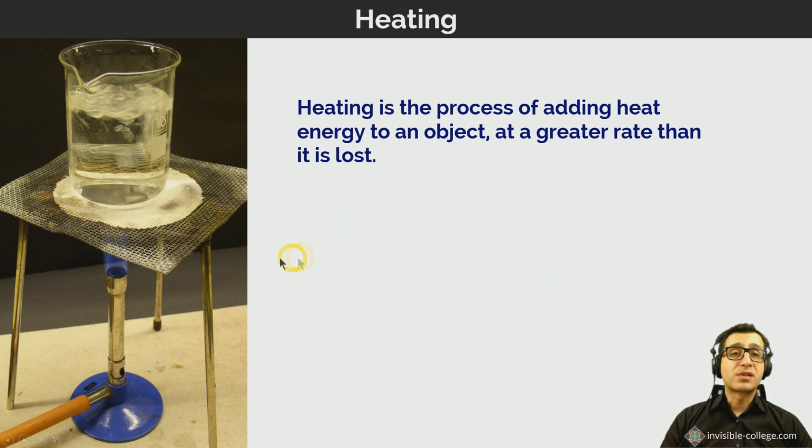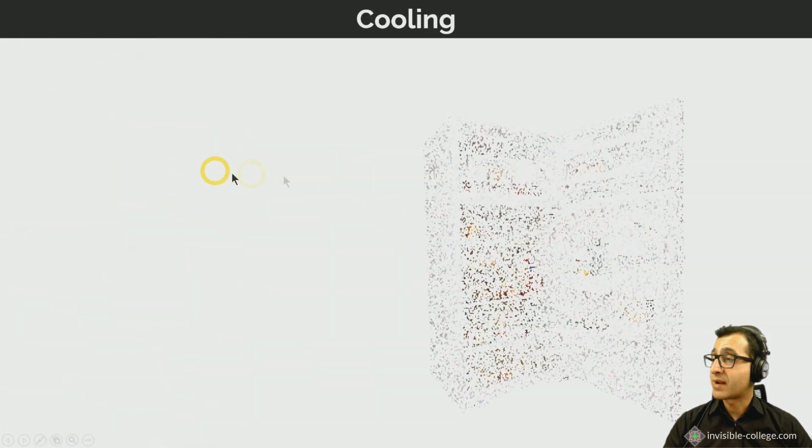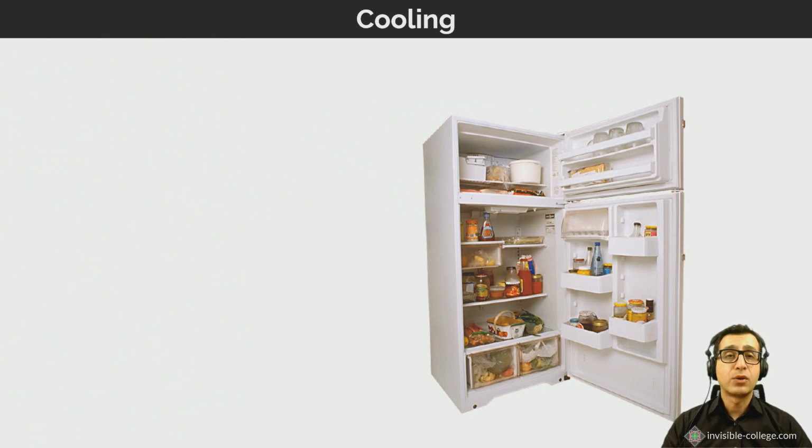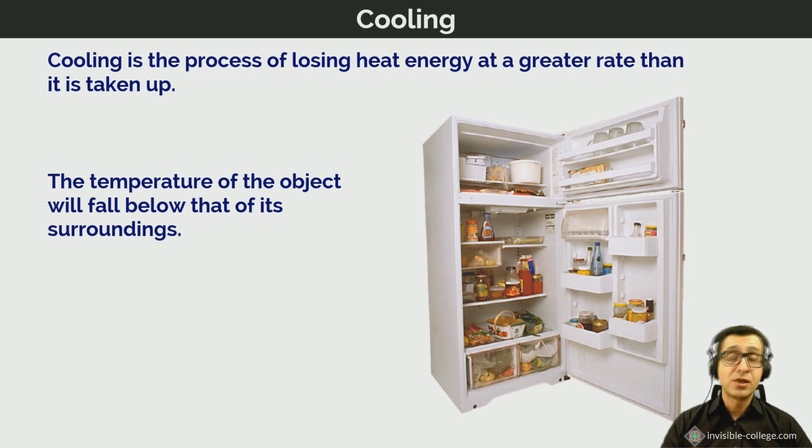Now, the important thing here is that heating describes adding heat energy to an object at a greater rate than the heat energy is being lost from the object to the surroundings. So the temperature of the object will then rise above the temperature of its surroundings. Whereas cooling, on the other hand, is the opposite process. It's the process of losing heat energy from an object at a greater rate than the rate at which the heat energy is entering the object. So the temperature in this case will fall below that of its surroundings.